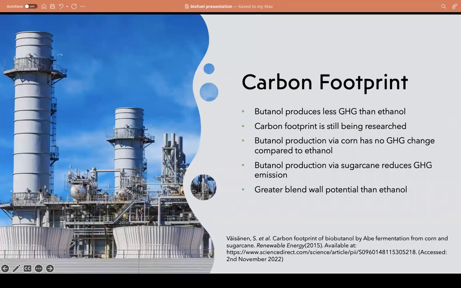The carbon footprint of butanol is much smaller than that of ethanol. Butanol produces less greenhouse gases. However, its carbon footprint is still being researched. Butanol production using corn has no greenhouse gas change compared to that produced when ethanol is synthesized. However, butanol production using sugarcane actually reduces greenhouse gas emissions when compared to ethanol. In addition, butanol has greater blend wall potential than ethanol. And basically, for a quick rundown of what the blend wall is, it's how much biofuel can be mixed into petroleum before vehicles have to be updated to use biofuel.